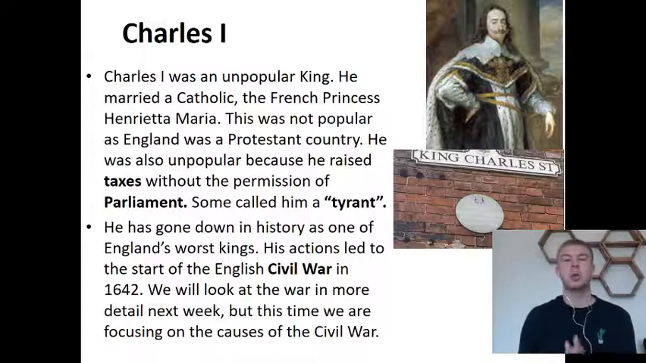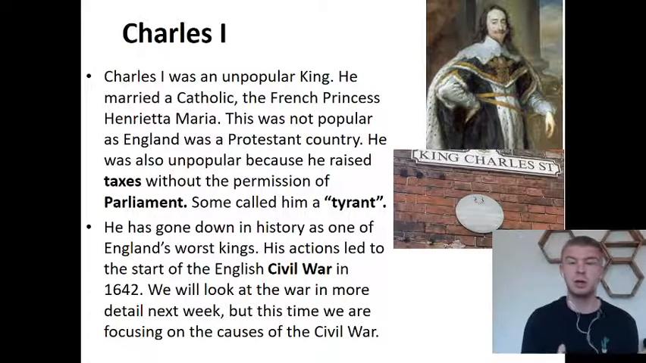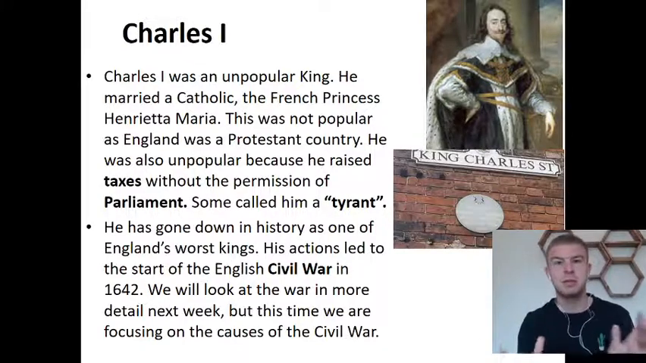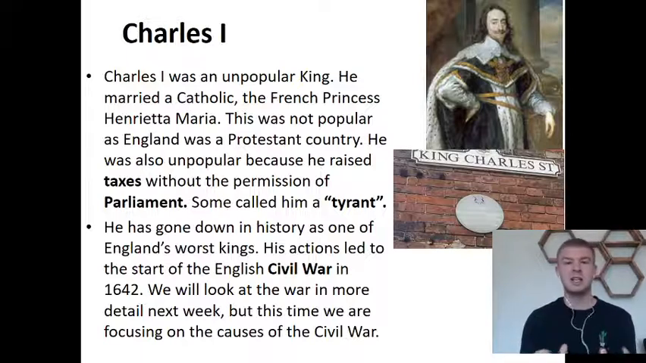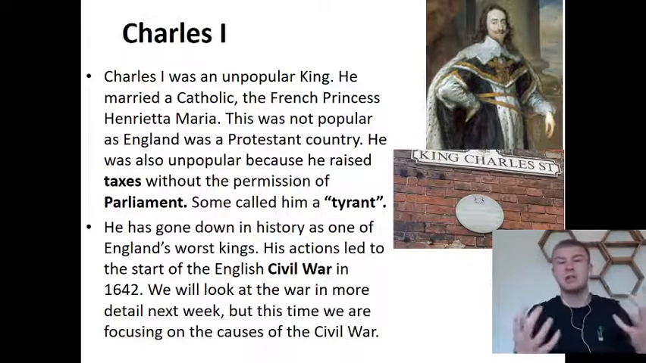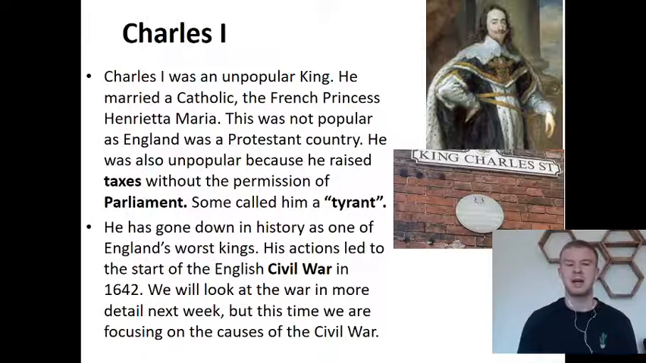Now, Charles I was an incredibly unpopular king, and we're going to look at a couple of reasons why he was unpopular. One of them is that he married a Catholic. England is a Protestant country at this point. You'll have seen from our previous lessons how it has switched between being Protestant and Catholic over the previous kings and queens. But England is now settled as a Protestant country, and then Charles goes and marries a Catholic. So people are worried that he might be more Catholic than he's letting on, and he might even try and change England back to being a Catholic country.